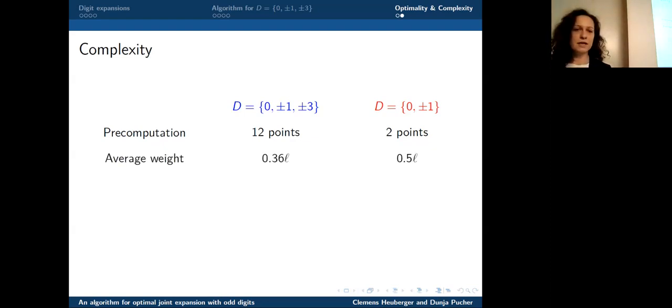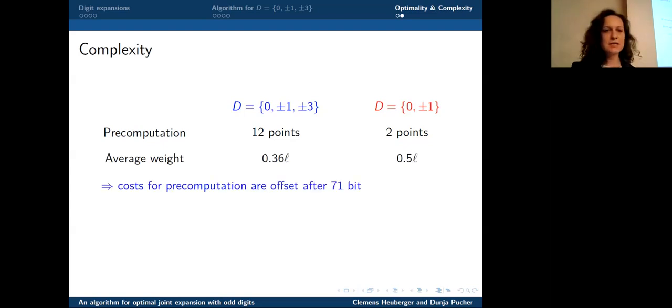But then when we take a look at the average weight, we will have 36% of non-zero columns and 64% of 0 columns. And for the digit set 0, plus minus 1, we will have only 50% of the 0 columns. So combining these 2 facts, we can see that the costs for pre-computation are offset after 71 bits. So this is worthwhile in all practical situations. And of course, if we use the same crypto system several times, then the pre-computation is required only once.